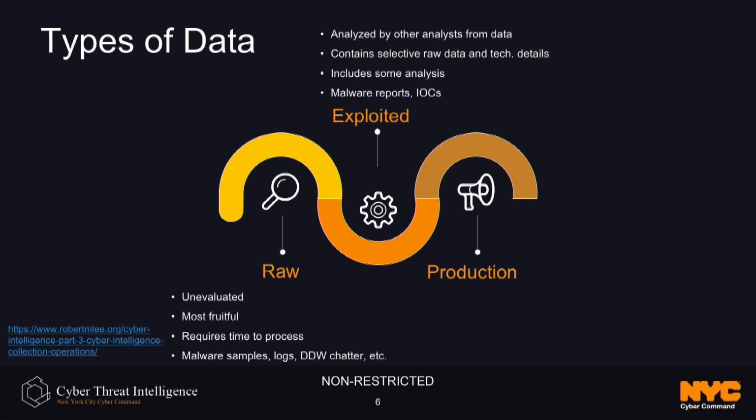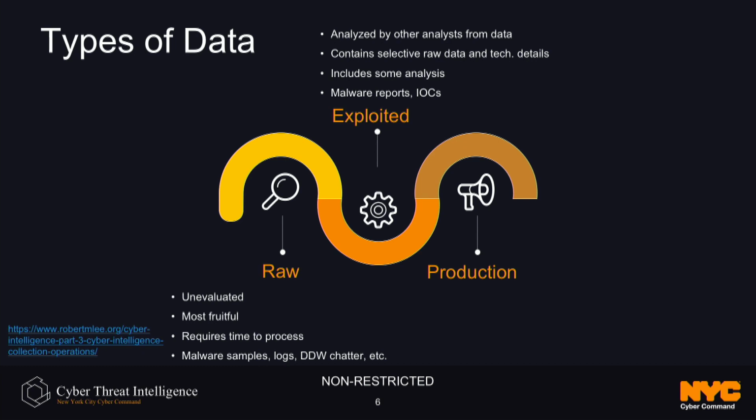Next up, we have exploited data. These types of data are analyzed by other analysts, perhaps, and may contain selective raw data or technical details that support their analysis, right? This type of data includes malware reports, indicators of compromise that might have some contextual meaning behind that one IP or one domain or URL, if you want.